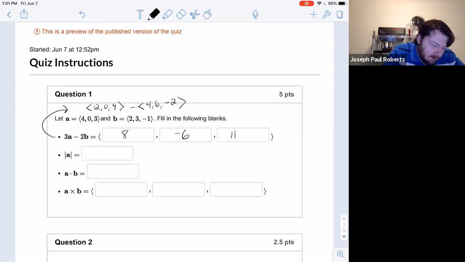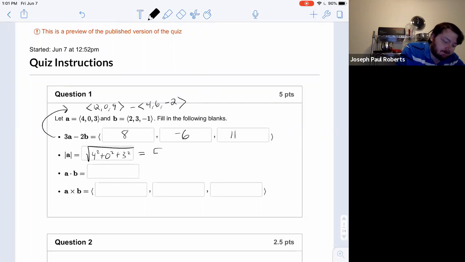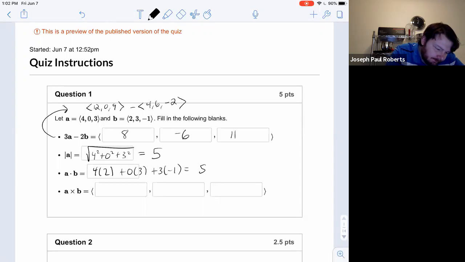All right. And then the length of vector A is going to be the square root of 4 squared plus 0 squared plus 3 squared, which is square root of 25, so 5. A dot B is going to be what? 4 times 2 plus 0 times 3 plus 3 times minus 1. So what? 8 minus 3 is 5.